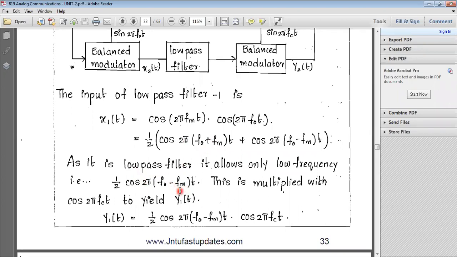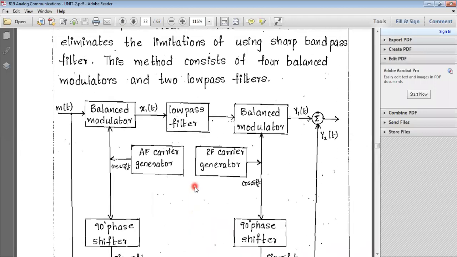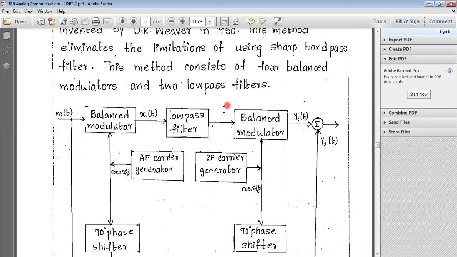Of cos 2 pi into f naught minus fm into t. Now observe the circuit. At this point we get the lower frequency term, that is f naught minus fm into t. Again, this signal is connected to the balanced modulator. What is the other signal for the balanced modulator? Cos 2 pi fct, from a high frequency radio frequency carrier generator, so that's why this carrier frequency is very high.